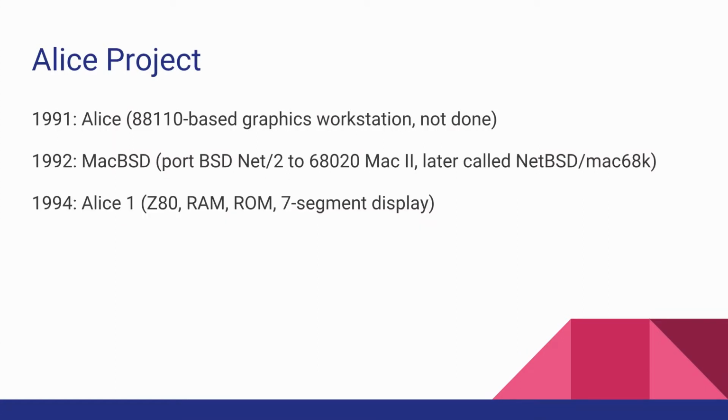Brad flies out to California and builds the Alice 1, which is a Z80, ROM, RAM, and a 7-segment display. When you plug in power, the 7-segment display says "code is code," and that's it. That's the only thing you press. Pretty boring, but an awesome jump into it.